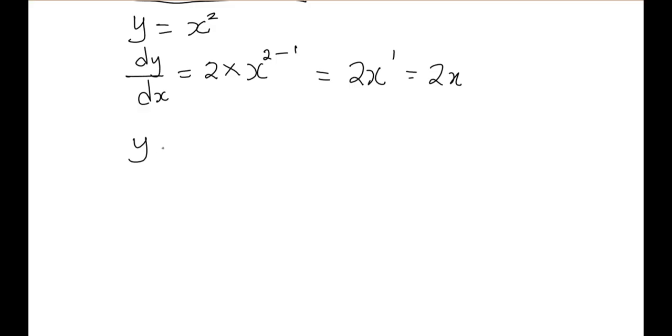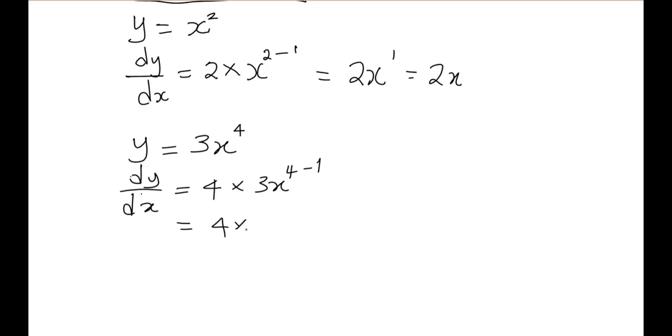If you have y equal to 3x raised to the power of 4, here our dy/dx will be equal to 4, which is the power, times 3x raised to the power of 4 minus 1. So this will be 4 times 3x raised to the power of 3, and you have it as 12x raised to the power of 3 as your dy/dx.